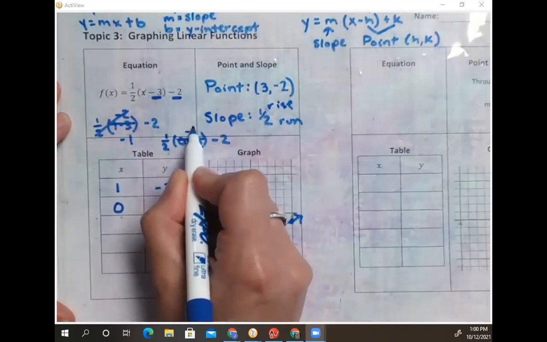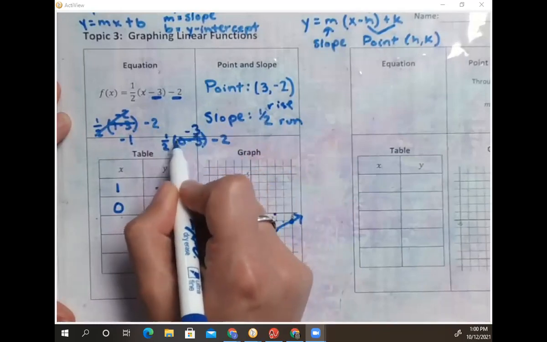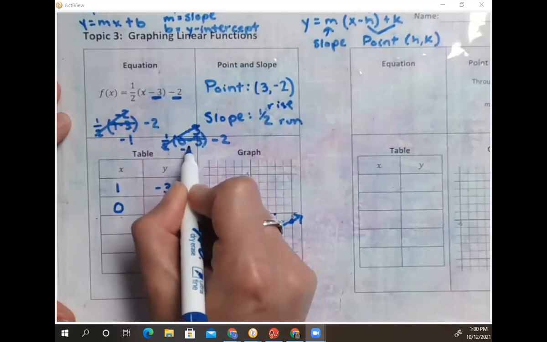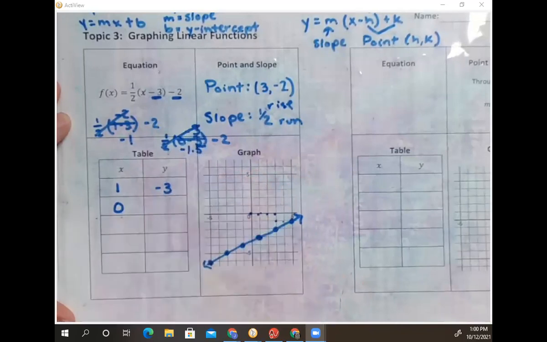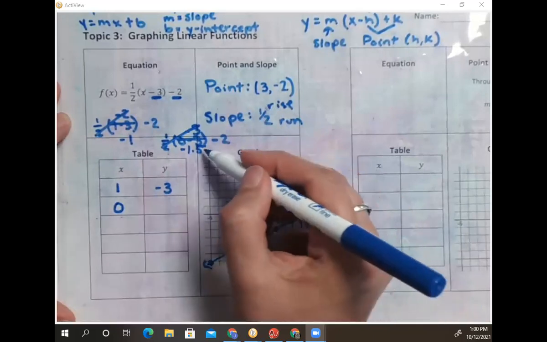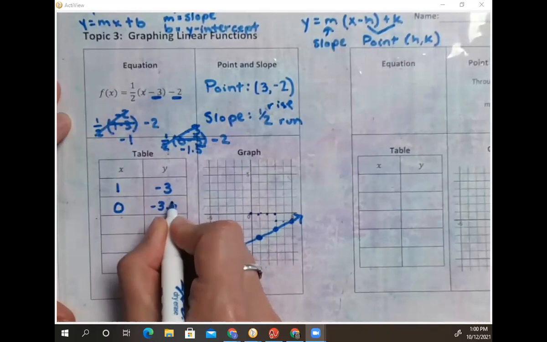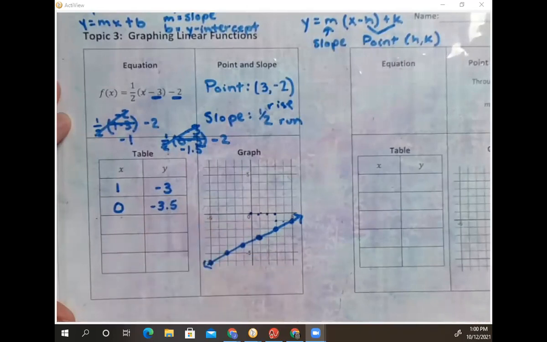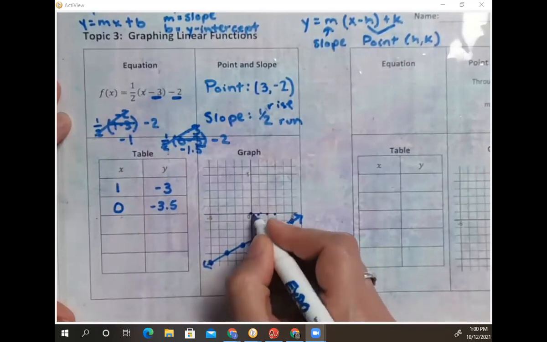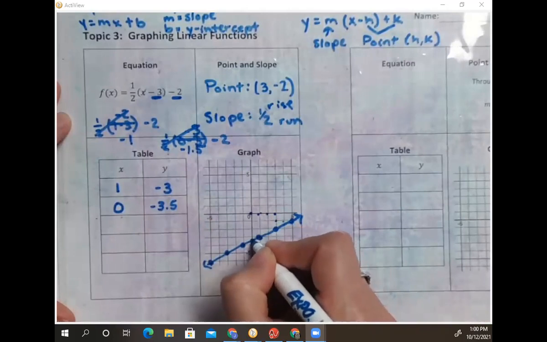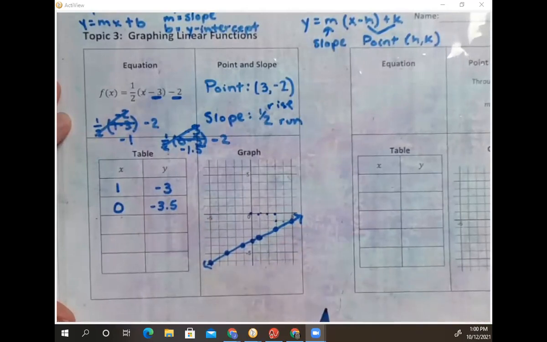0 minus 3 is -3. Half of -3 would be -1.5. Now, -1.5 minus 2 would be -3.5. That's not the nicest point on the graph. That's okay. That's still a point on the graph. So we didn't have that plotted here, but I could plot (0, -3.5), and that's fine.